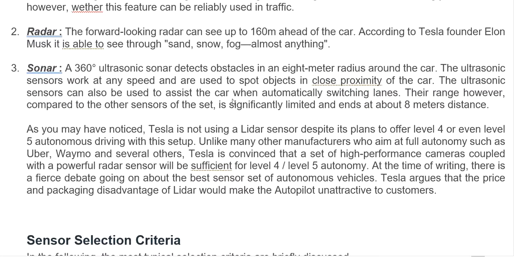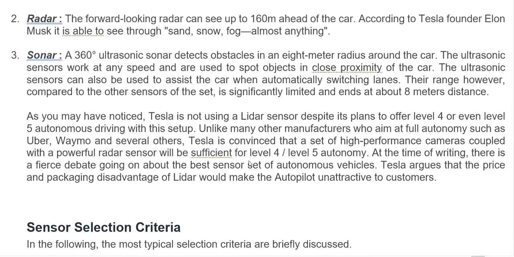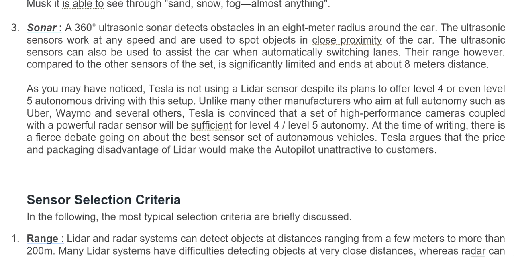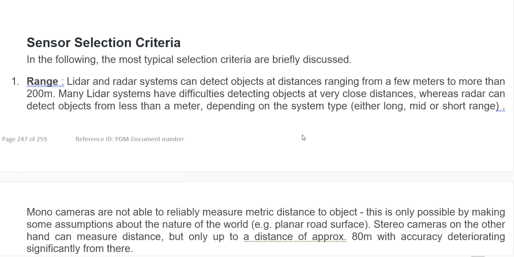Okay, so Tesla is not using the LiDAR sensor despite its plan to offer level 4 and even level 5 autonomous driving with this setup. Unlike many other manufacturers like Uber and Waymo, Tesla is convinced that high-performance cameras coupled with a powerful radar sensor will be sufficient for level 4 and 5 autonomy.